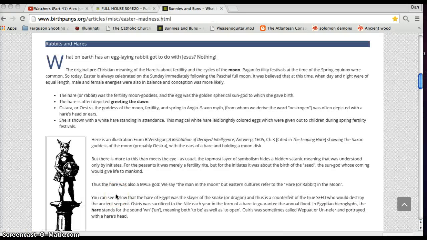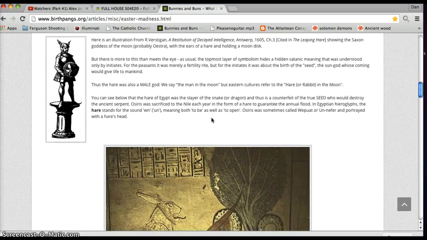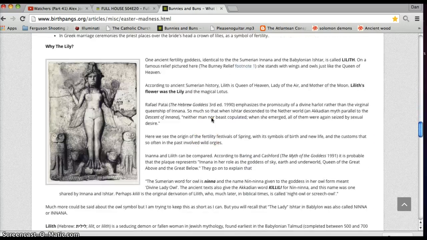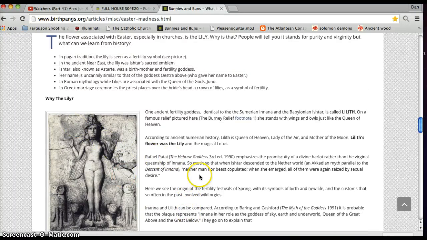So they're kind of running some type of Easter theme, I think, because right here, the original pre-Christian meaning of the hare is about fertility and the cycles of the moon, and then we just had the blood moon on Easter, the 45th day, or 4/5, which is 45, which is Valentine's, but Easter is also associated with Lilith, the Easter lily and whatnot.